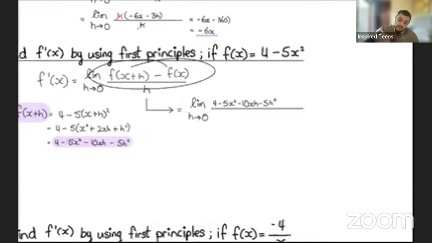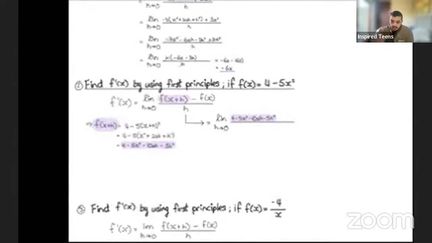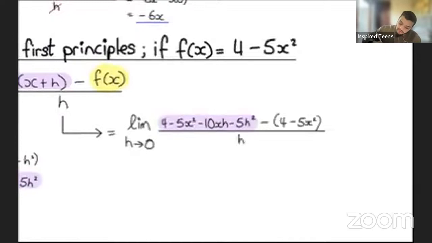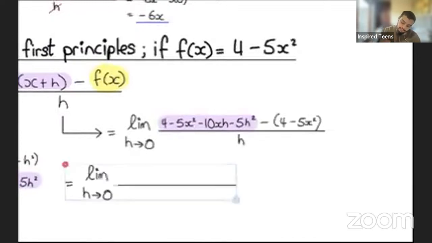Okay, now I need to say minus f of x. Because this here is what? This here is f of x plus h. All of it is f of x plus h. Now I need to get this guy, f of x. So I'm going to say minus, and because this has more than one term, I'm going to use brackets. Minus 4 minus 5x squared, just minus f of x. So you just minus the function itself, divided by h.